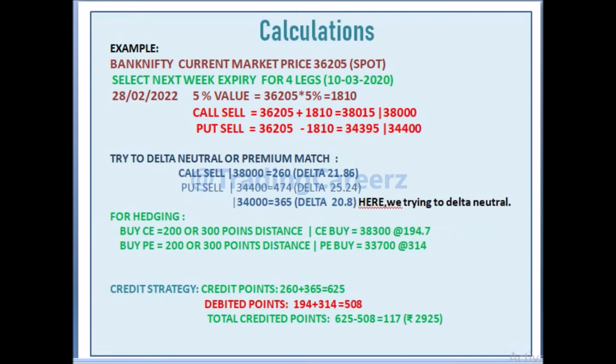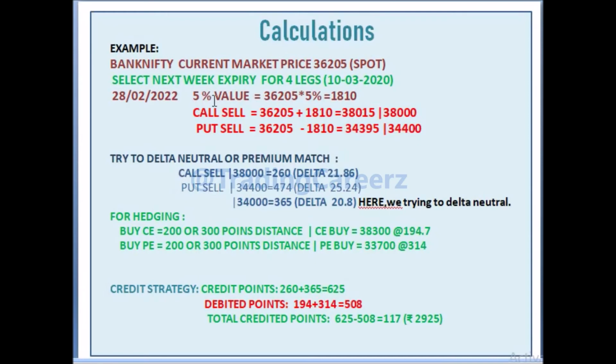For example, Banknifty current market price is 36,205. This is the spot price. Select the next week expiry for 4 legs. For example, we are doing 4 legs, that's why I am talking about 4 legs, where we are making the strategy. For example, 28th February. Now we are selecting the expiry date 10th March, right?